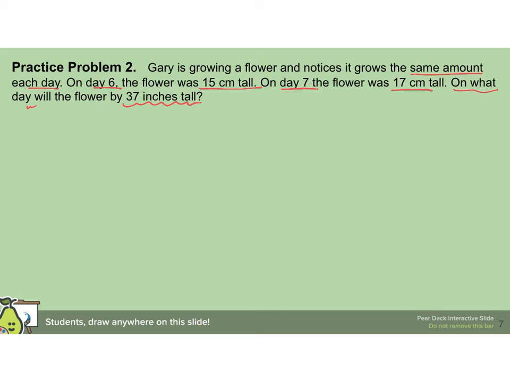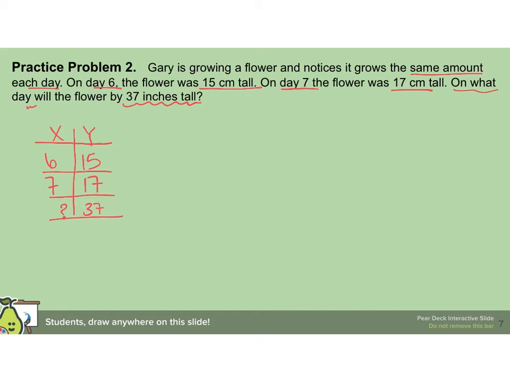Okay, so to answer this question, I need to find the slope, the initial value, and write the equation. So the steps are the same. They gave us our ordered pairs in words, and I'm just going to put them in a table. So the first one was 6, 15. The second one is 7, 17. And then the question is, when will it get to 37?